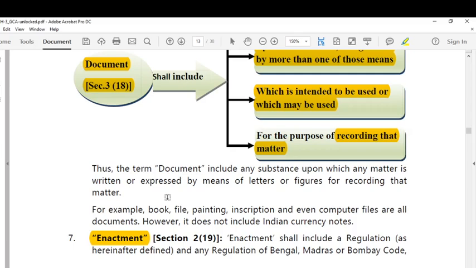Thus, the term document includes any substance upon which any matter is written or expressed by means of letters or figures for recording that matter.